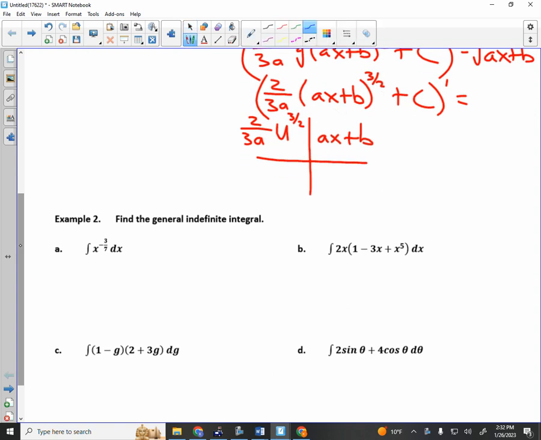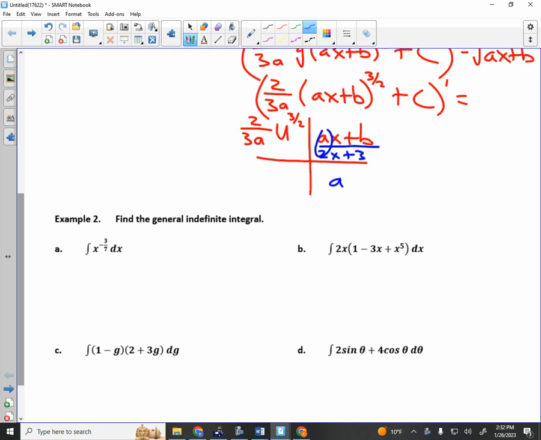The derivative of ax plus b is a. So if you're confused by that, if it was, say, 2x plus 3, the derivative of 2x plus 3 is 2. So it's just that number in front, so the derivative is a.